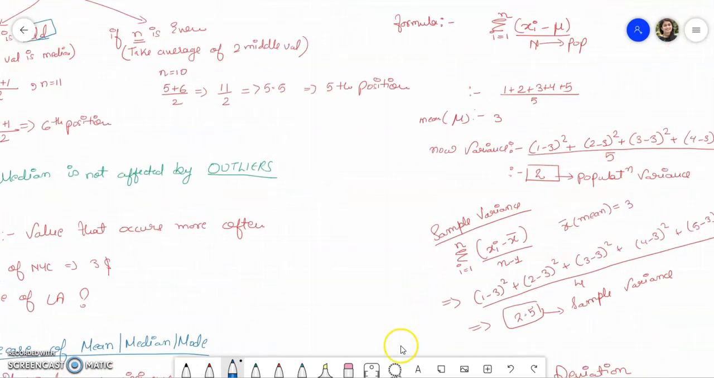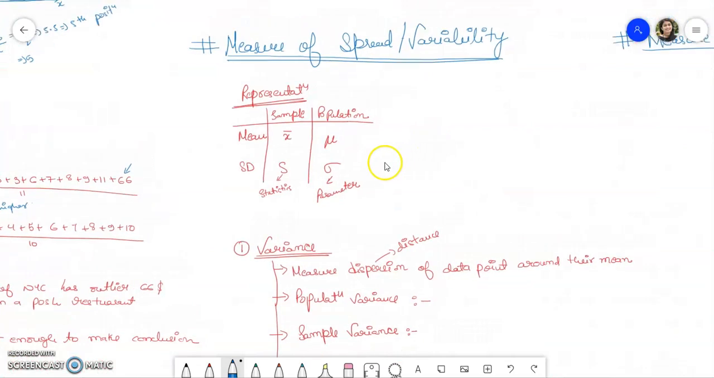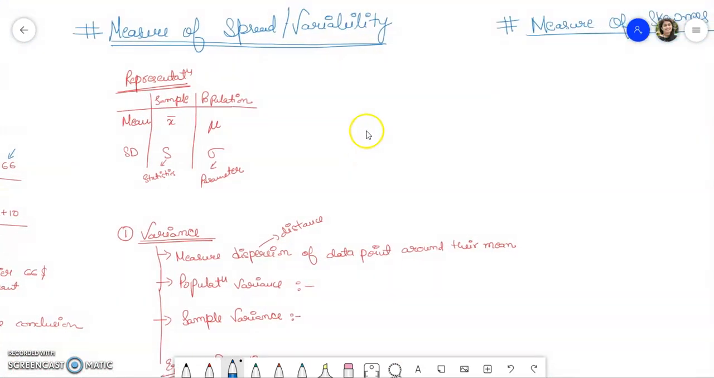Now, the second type of descriptive analysis is the measure of spread. Before talking about measure of spread or variability, there are some notations I have pointed out here. I'm representing the mean of the sample with x bar and the mean of the population with mu, the standard deviation of the sample with s, and the standard deviation of the population with sigma.